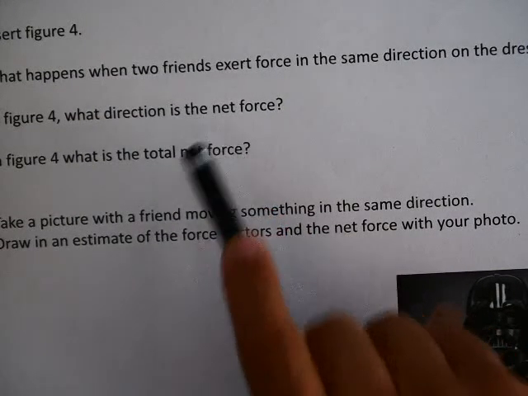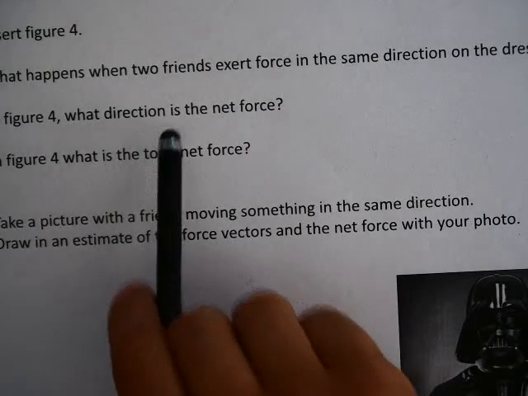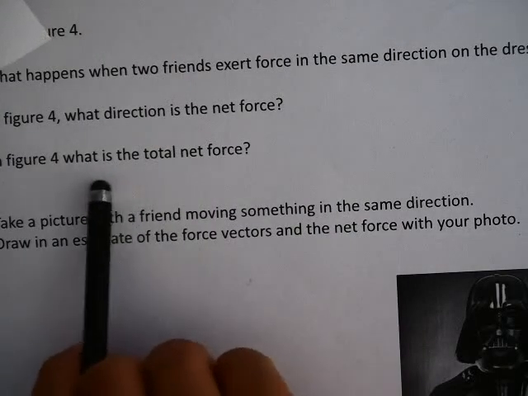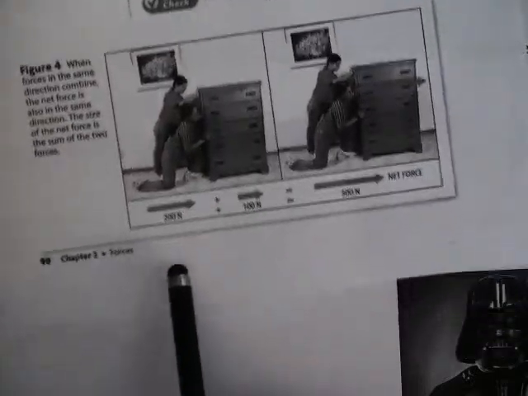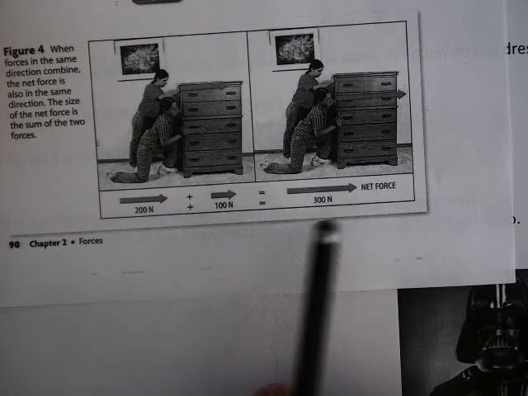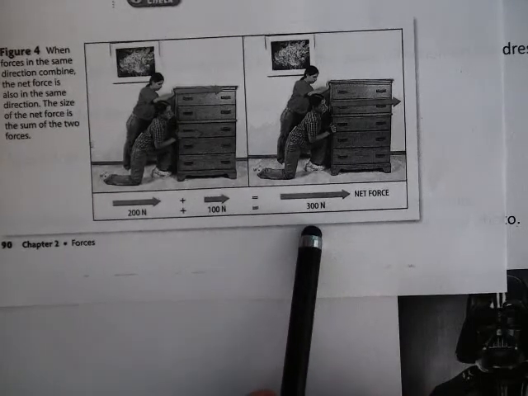In this figure, the direction of the net force is to the right. And what is the total net force? Well, if we look at the bottom of the diagram, it's 200 plus 100, and the net force is 300 newtons.